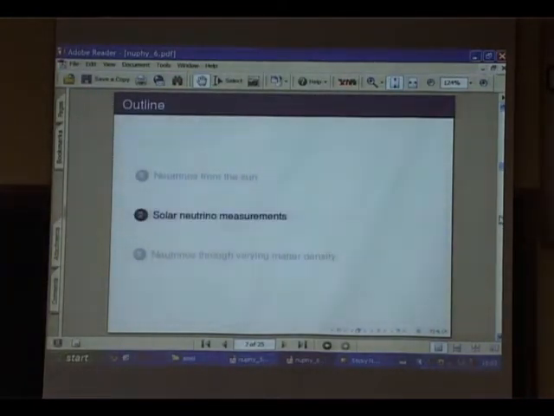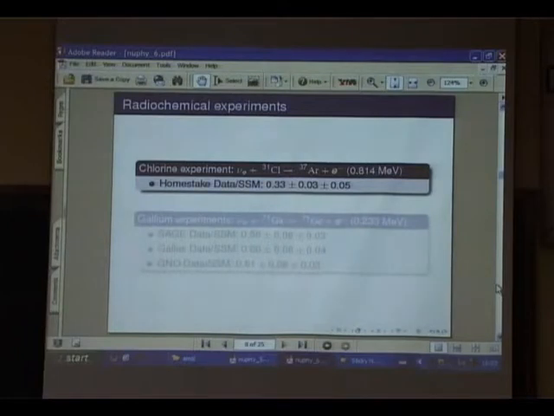So with this theory, now let's try to look at what the measurements look like. Let's first look at what are called radiochemical experiments, which are the chlorine and the gallium experiments. So the first experiment was the chlorine experiment done by Davis. This was the first one that detected solar neutrinos. That's why he got the Nobel Prize in 2001 or 2002. So this was done in the Homestake mine in South Dakota, US. The experiment was: neutrinos come, they combine with chlorine.